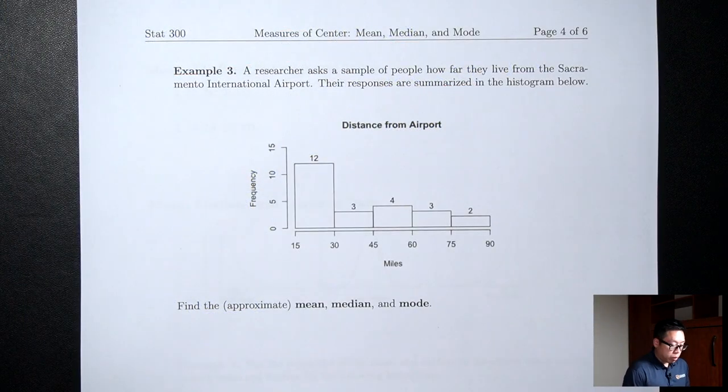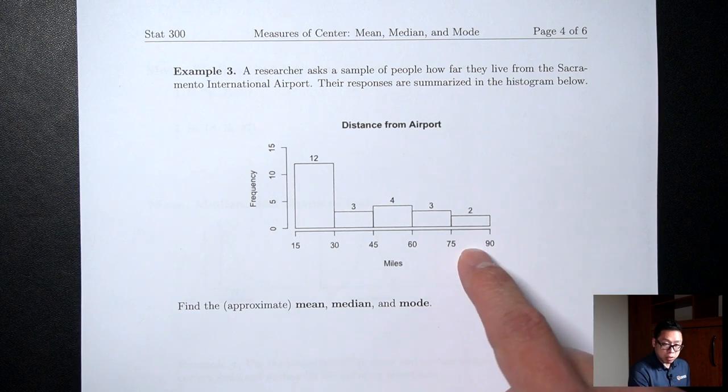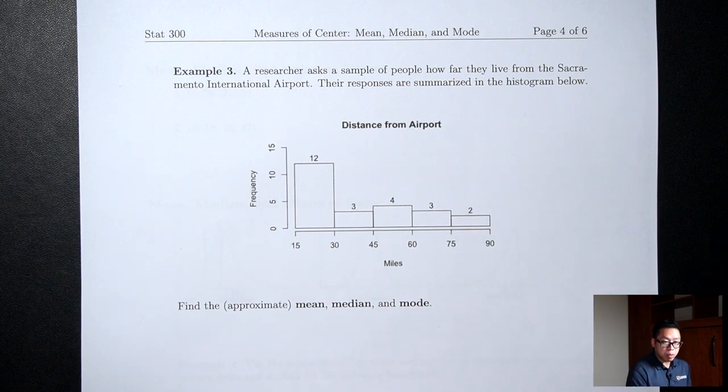Example 3. So we're given a histogram and we're asked to find the mean, the median, and the mode. How do you do this? Well, the previous two examples, we already talked about how to find the mean, median, and mode from a table. So the idea here is go from your histogram to a table. Once you have your table, just do it like example two and example one. So let's make a table.